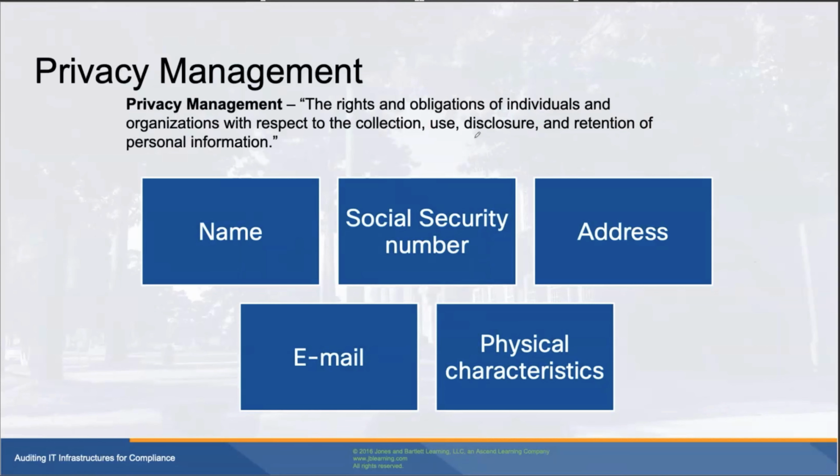There's that PII, or personally identifiable information. All right. So these are some of the things that we need to protect: their name, their social security number, the addresses, emails, and physical characteristics, their fingerprints, things of that nature. So we need to be concerned about that.